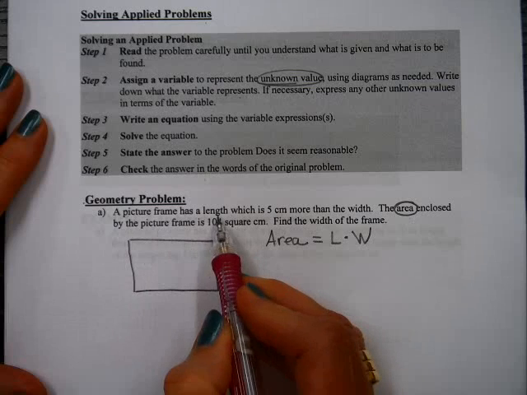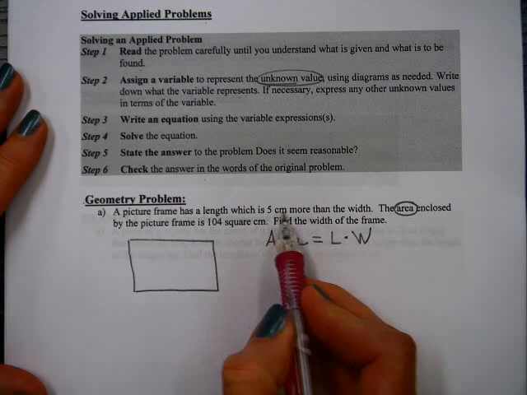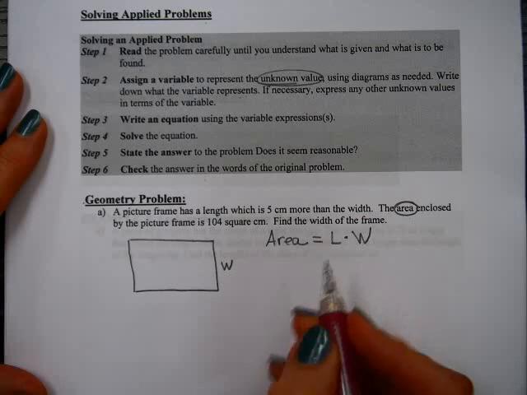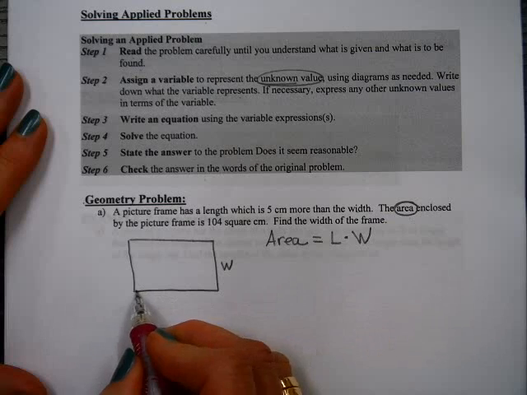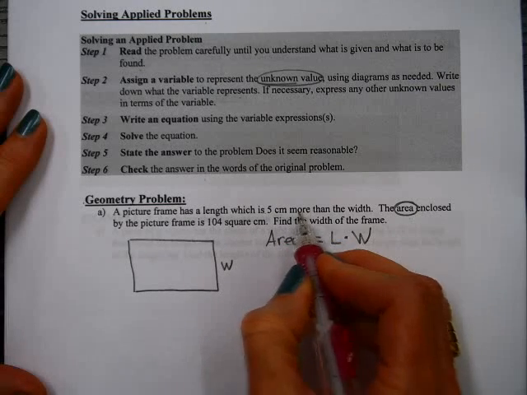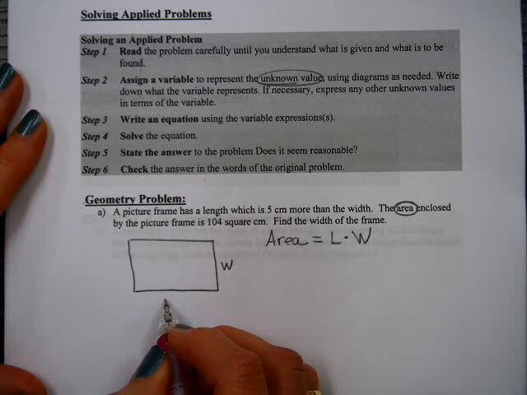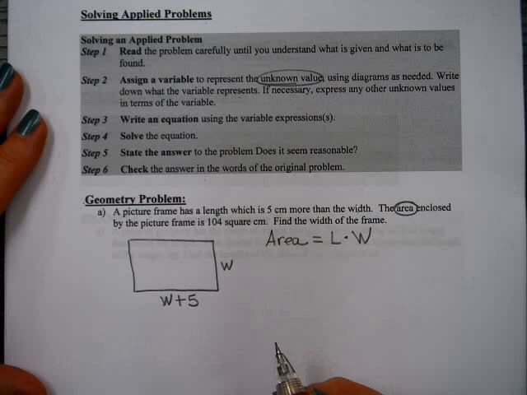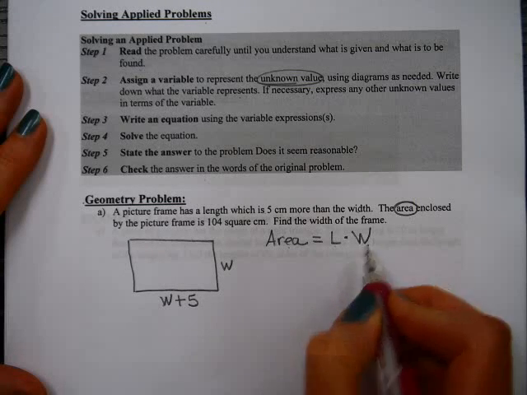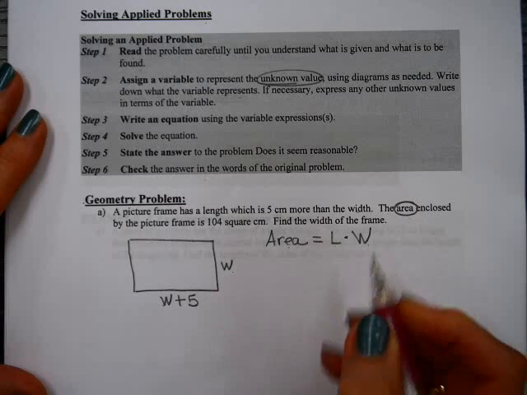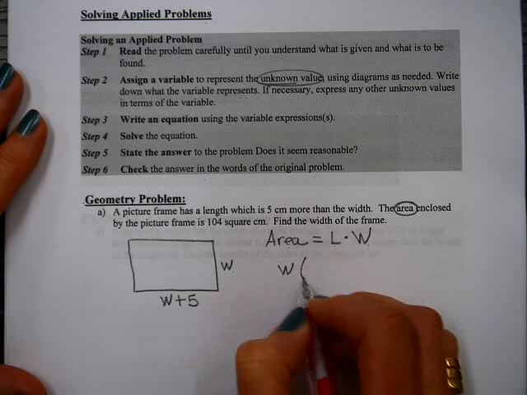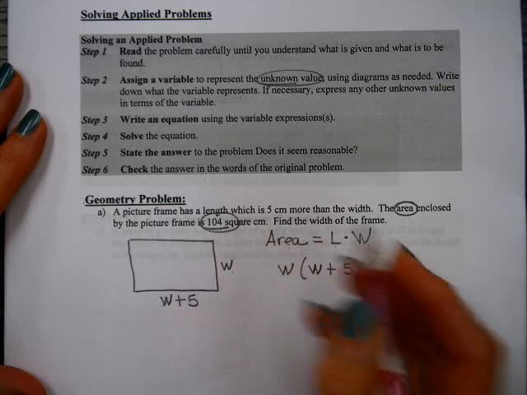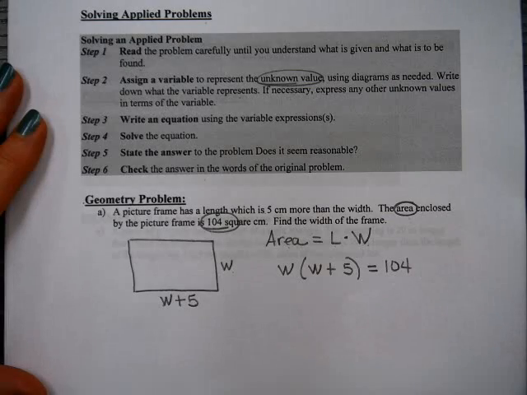So, what do we know in this problem? A picture frame has a length which is 5 centimeters more than the width. Well, this looks like the width. I don't know what it is, so I'm going to call it W. The length is 5 more than the width, so the length would be width plus 5. Now we know that the area is length times width. So length and width multiplied together equals the area, which is 104 square centimeters.